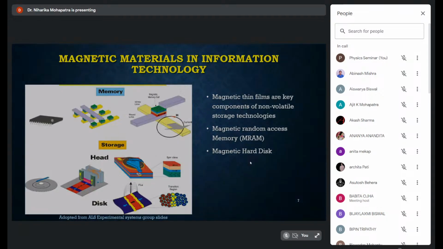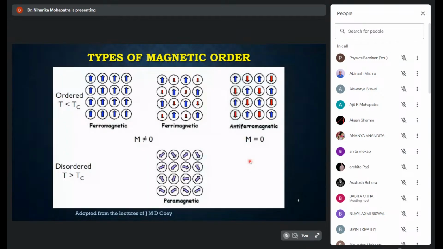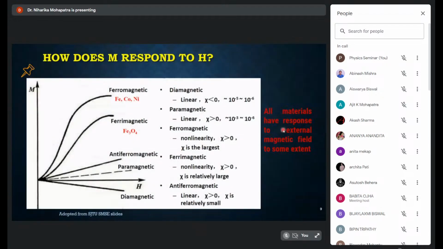Then this is something that you already have studied in your book, so I will not elaborate much. You have the conventional paramagnetic, ferro, ferri and antiferromagnetic systems. So I will not elaborate much. I hope all of you might be knowing this. But how do we categorize that? It's based on their response to the applied magnetic field.